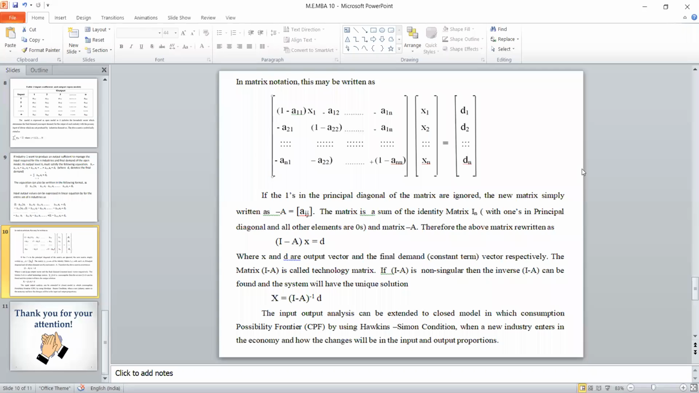Definitely, this is a scientific one. We can apply it even today. This holds good. With this, I am completing the class. If you have any doubt, you can ask me.